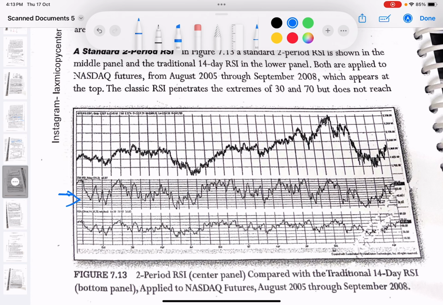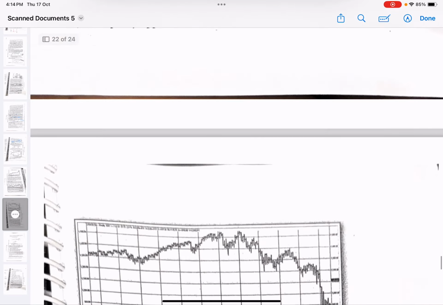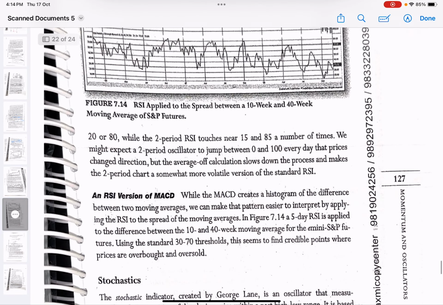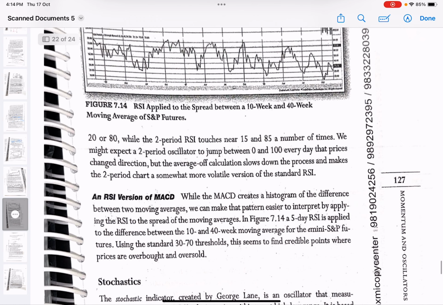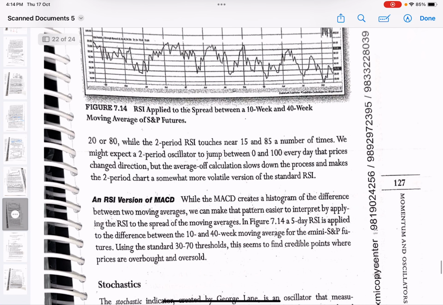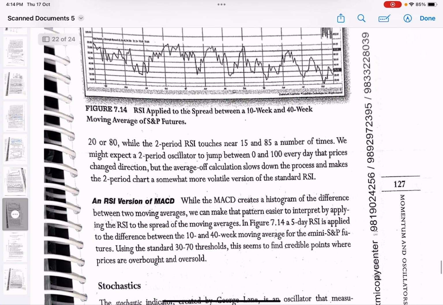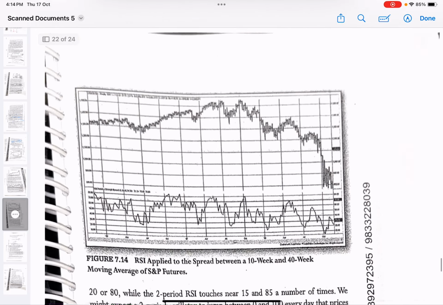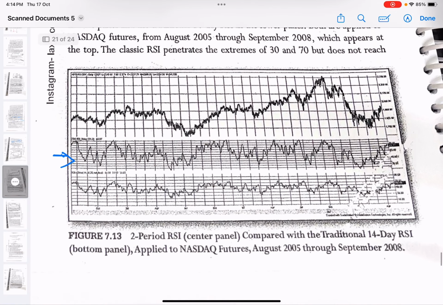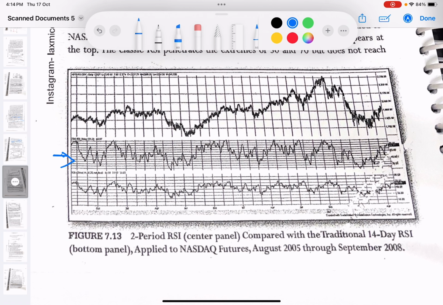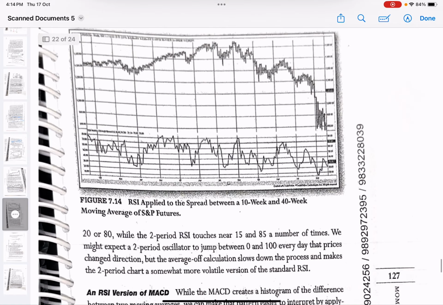The classic RSI penetrates the extremes of 30 and 70 but does not reach 20 or 80, while the 2 period touches 15 and 85 a number of times. We might expect a 2 period oscillator to jump between 0 and 100 every day that prices change direction, but the averaging in the calculation slows down the process and makes the 2 period chart more valuable. If you look, it was touching here, here, here, here, whereas here there was no touch at all. So that's what happens when you smoothen the data.